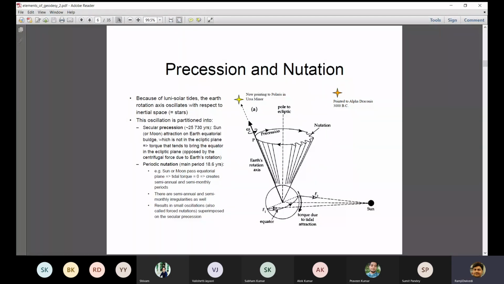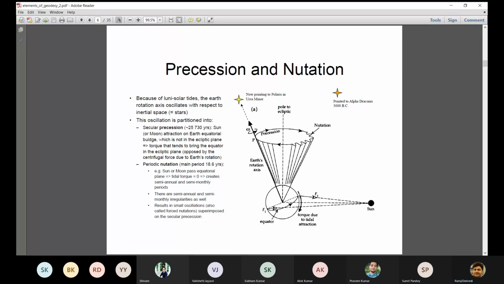So secular precession, sun or moon attraction on the Earth equatorial bulge, which is not in the ecliptic plane. Torque that tends to bring the equator into the ecliptic plane. Now you also have to see here that the Moon's orbit is also going around the Earth. So that is also an additive force that is acting. That's why we are including sun and moon both.